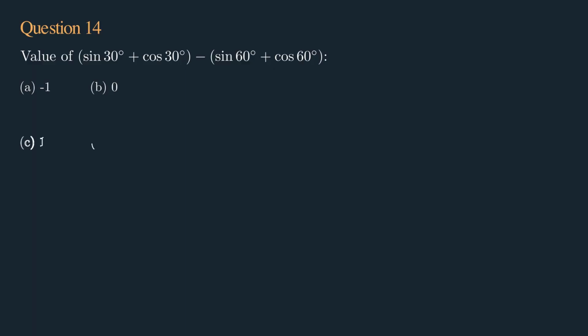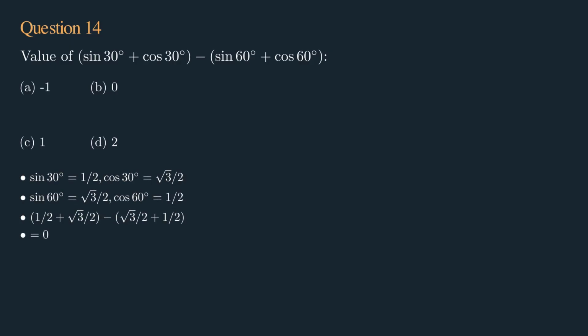Question 14. Find the value of the expression involving sine and cosine of 30 and 60 degrees. Here are the options. Substituting the standard trigonometric values, we see that sine 30 equals cosine 60, and cosine 30 equals sine 60. The terms cancel out perfectly, resulting in 0. The correct option is B, 0.